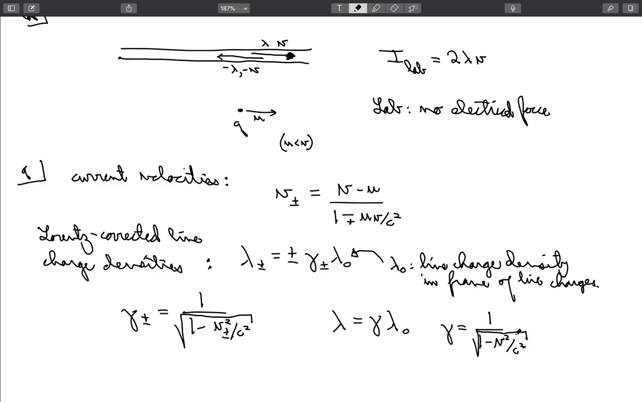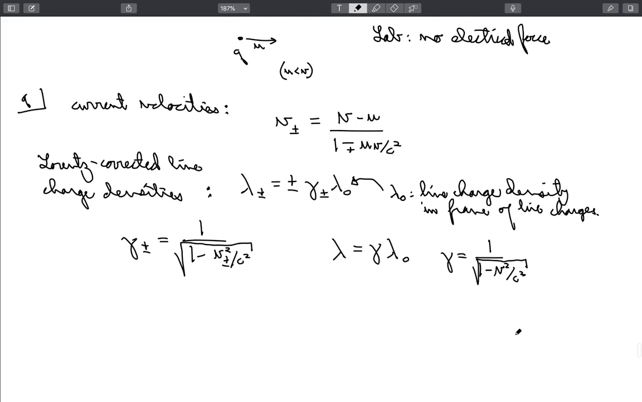Okay, so far so good. Now we can rewrite this thing in a simplified manner. So if I look at gamma plus or minus, I will now want to substitute the form of the velocities here into this form and see what I get.